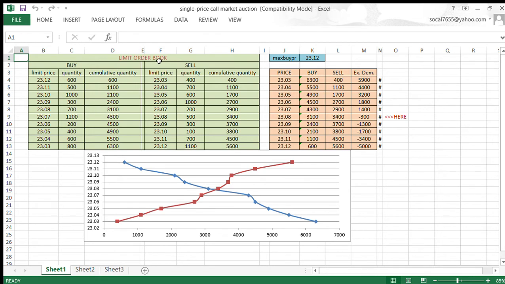He sees this. For this stock, at 23.12, there's a total interest to buy of 600 shares. At 23.11, there's 500 shares interested in buying. At 23.10, there's 1,000 shares interested in being purchased. It could be one person wanting to buy 1,000 shares or 10 people each wanting to buy 100 shares. Doesn't matter. Then 300 shares at 23.09, 700 shares at 23.08, all the way down to 800 shares at 23.03. That's the buy interest in the limit order book.